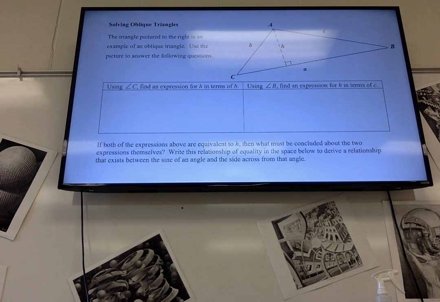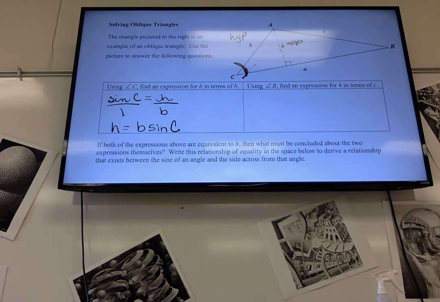Okay, so on the next page, it's talking again about an oblique triangle. And it has it labeled just like before. It says, using angle C, we want to find an expression for H in terms of B. Okay, so we're not doing area, we're just talking about H and whatnot. So angle C is here. H is here, which is the opposite side. And B is here, which we said was the hypotenuse. Good. So that was the sine of C, right? That's what we just did, only we had numbers in there. Equals the opposite over the hypotenuse. So to solve for H, cross multiply. H is B times the sine of C.